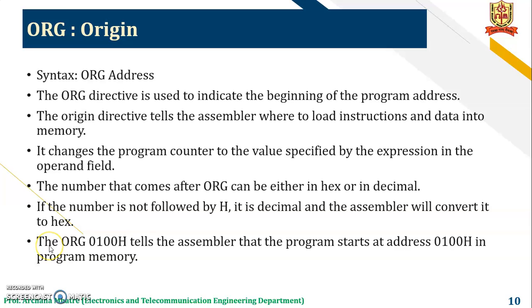This is the example. ORG 0100H tells the assembler that the program should start with the address 0100H in the program memory. So this is the ORG directive, which assigns the origin of the program.